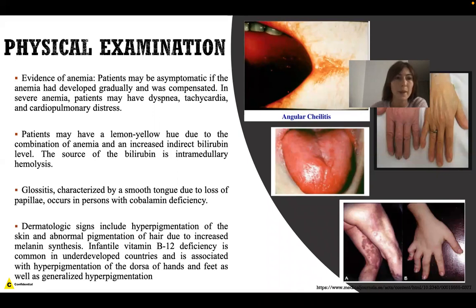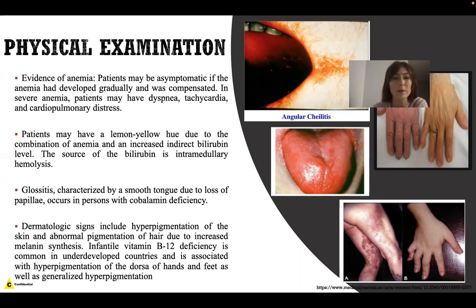Physical examination: evidence of anemia. Patients may be asymptomatic if the anemia has developed gradually and was compensated. In severe anemia, patients may have dyspnea, tachycardia, and cardiopulmonary distress. Patients may have a lemon yellow hue due to the combination of anemia and an increased indirect bilirubin level. The source of the bilirubin is intramedullary hemolysis.